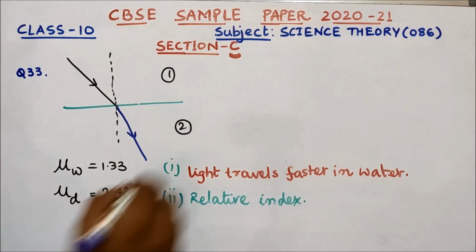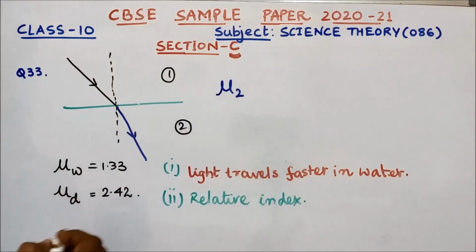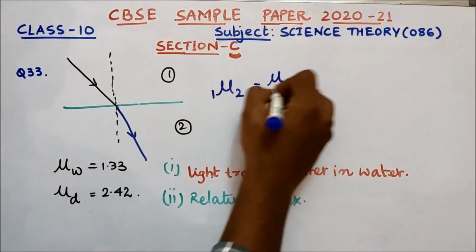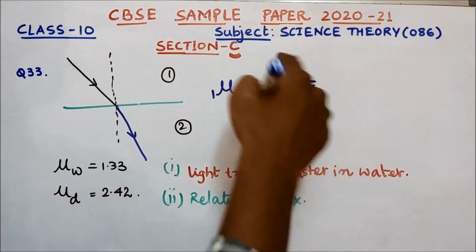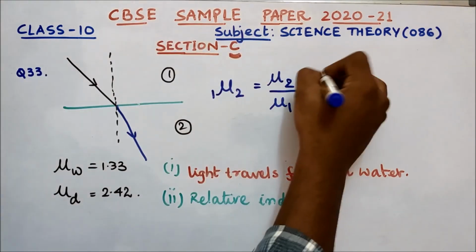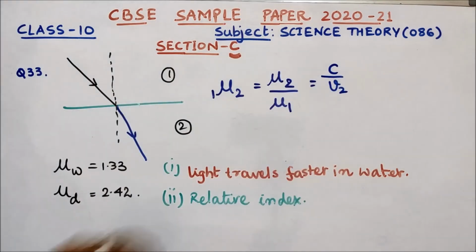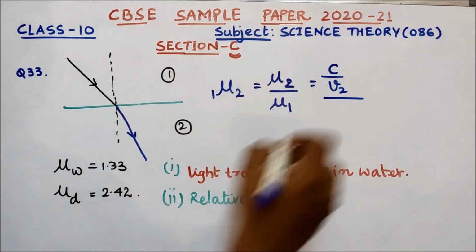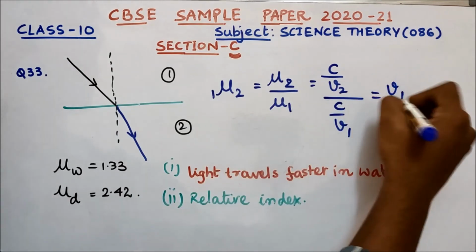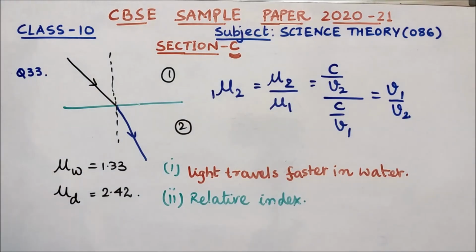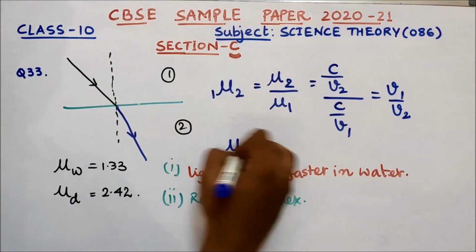If you are asked the refractive index of 2 with respect to 1, then you can write it as refractive index of medium 2 divided by refractive index of medium 1. What is the definition of refractive index of medium 2? This is the absolute refractive index, C by V2, where V2 is the velocity in medium 2. And the refractive index of medium 1 is C by V1. So the value you get is V1 by V2.